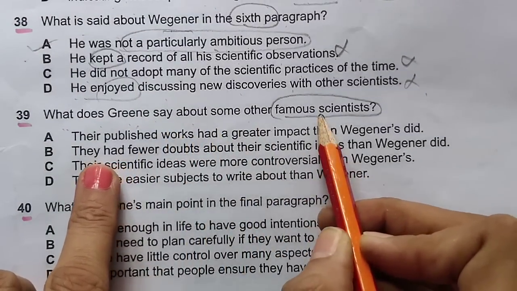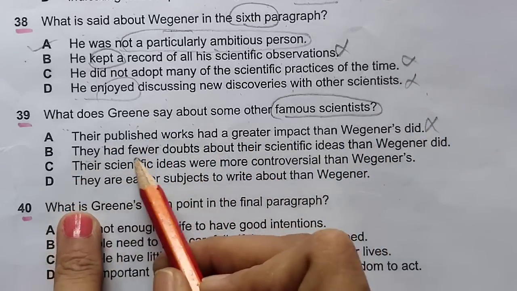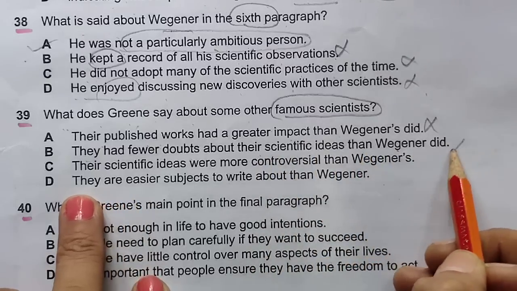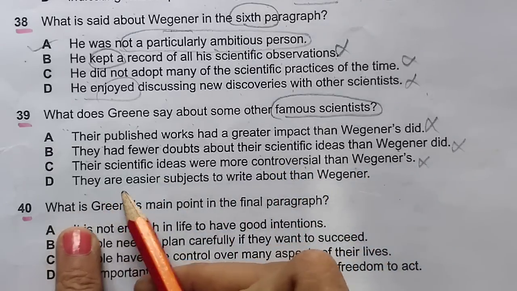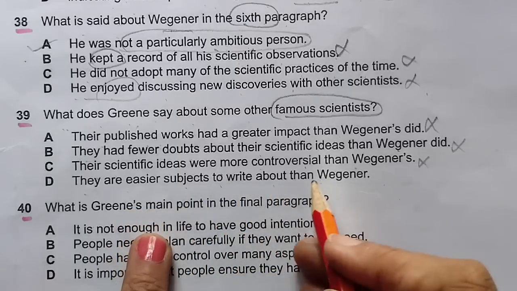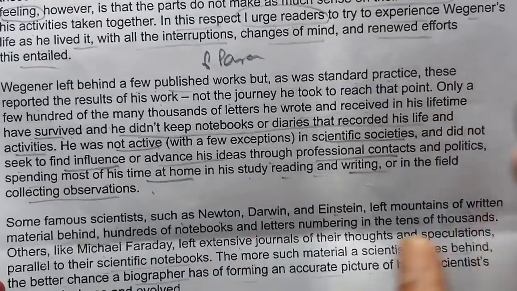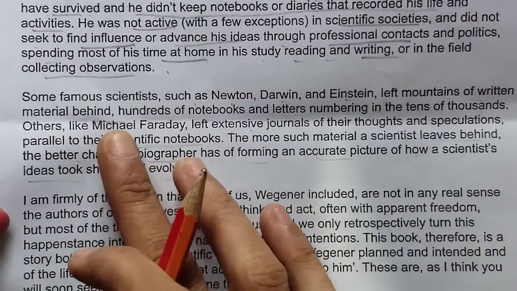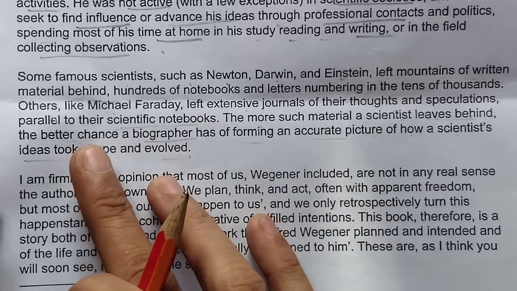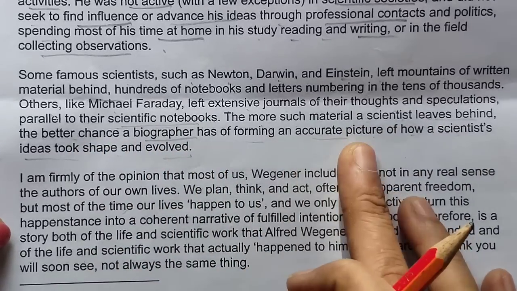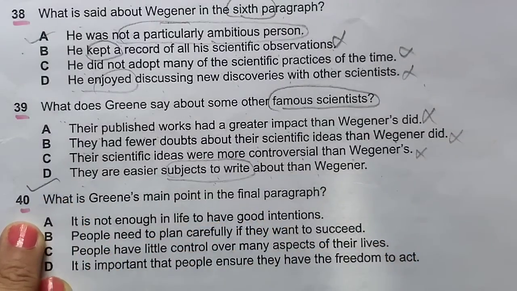So what does the writer say about famous scientists? Their published work had a greater impact than Wagner's? No. They had fewer doubts about their scientific ideas? This is also not it. Their scientific ideas were more controversial than Wagner's? This is also not it. They are easier subjects to write about than Wagner because they were writing so much. Here it is given: the more such material, hundreds of thousands of notebooks and all, a scientist leaves, the better chance a biographer has of forming an accurate picture of how a scientist's ideas took shape and evolved. So it means we will go with D.